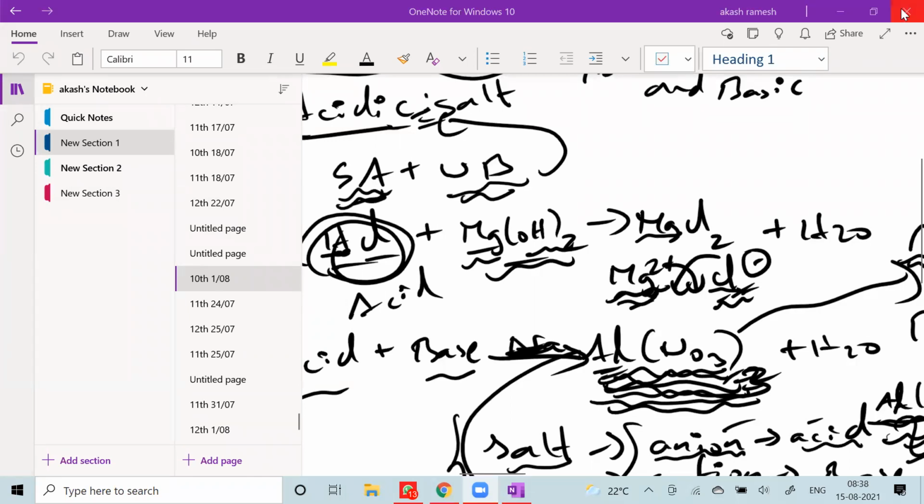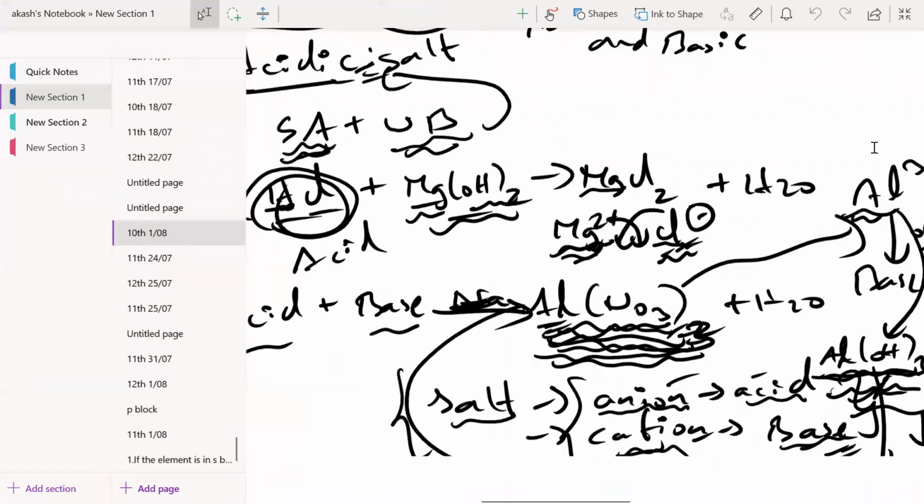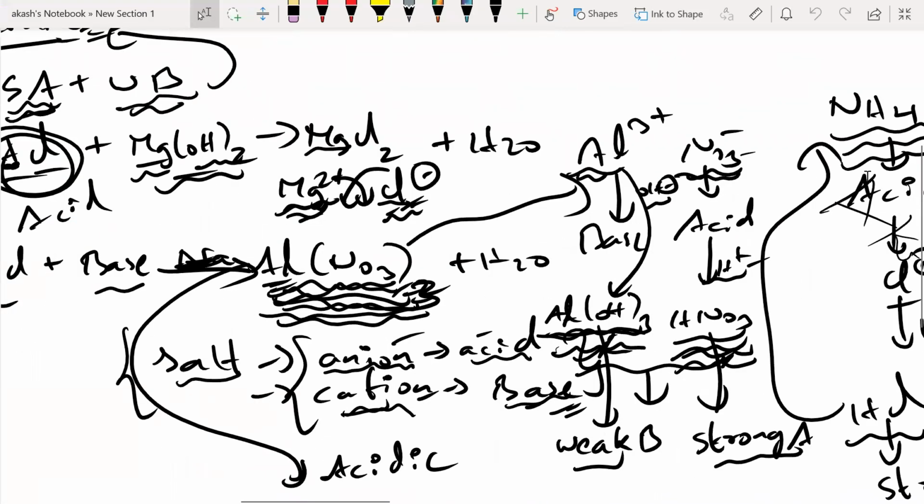Okay, fine, anyways. What I was telling is, depending on the salt given to you, just by looking at the salt, you must be in a position to tell whether it is going to be an acidic salt or a basic salt. Last class, we spent a lot of time on looking into this. So for any salt given to you, look into the cation and look into the anion. For example, I took aluminum nitrate. I know what the cation and anion present are: aluminum ion and nitrate ion.